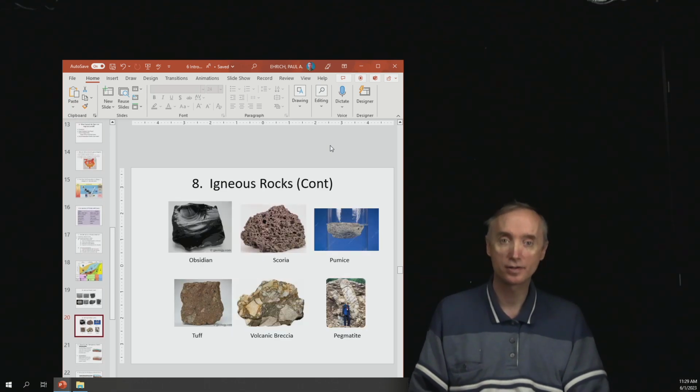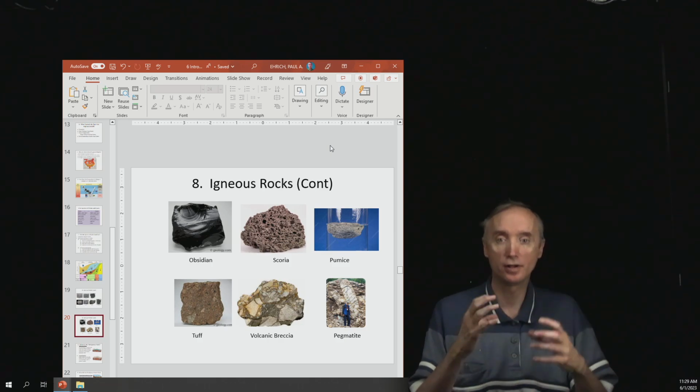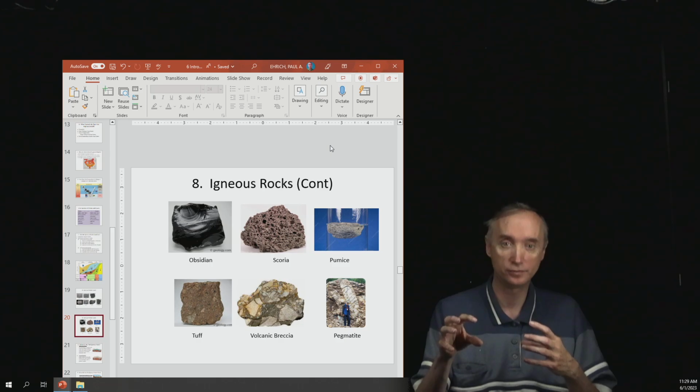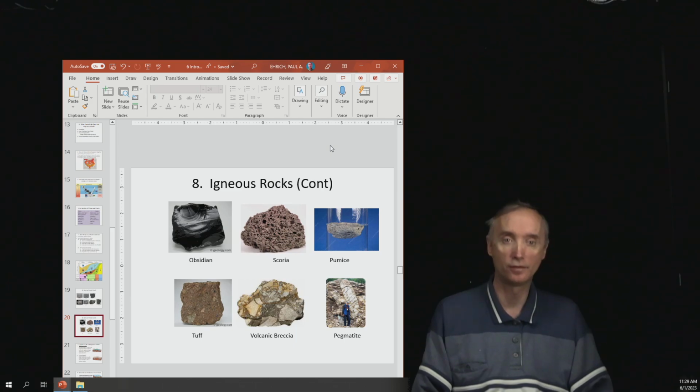Some other igneous rocks that you need to know. Obsidian is glassy. Scoria was the one that was vesicular. It had the gas holes. Pumice is the one that will float in water. Then you also have some of these pyroclastic materials such as tuff and volcanic breccia. And then lastly, that's an example of a pegmatite, a gigantic crystal. So look at the size of that crystal there. It's about 12 feet long, or about 4 meters.